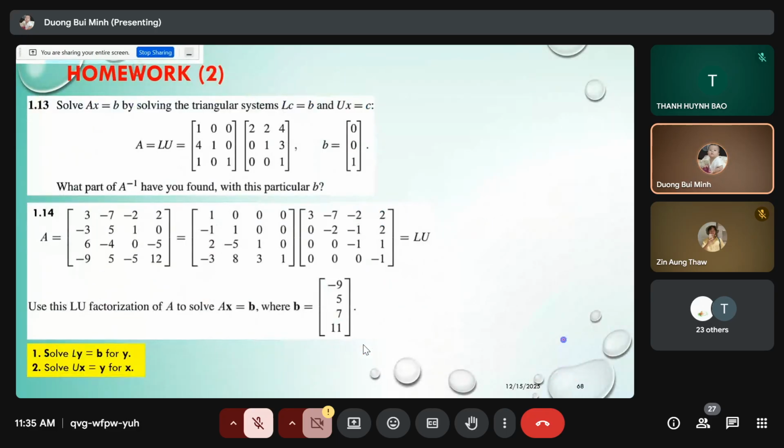This is homework: solve Ax equals B by solving the triangular systems, where A is L times U. Here they don't use Y, they use C, but that's okay. C is Y, right? L times Y is B.